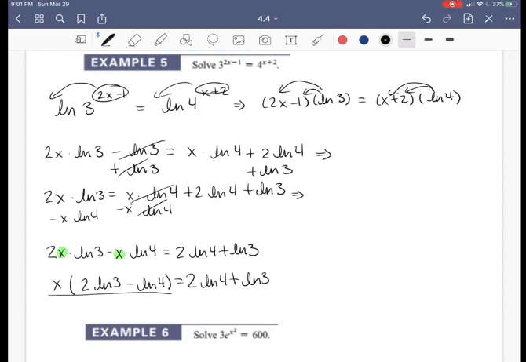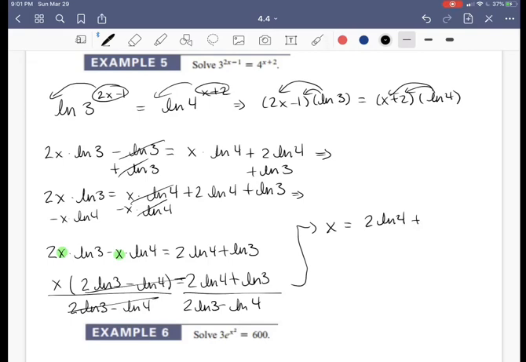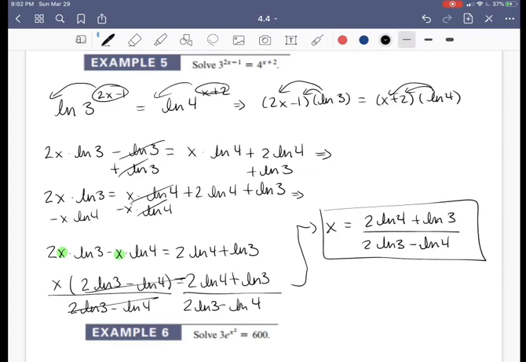Well, this is a multiplication, and what's the opposite of multiplying? Dividing. So let's divide. This cancels with this, so therefore x is equal to 2 natural log of 4 plus natural log of 3 over 2 times the natural log of 3 minus natural log of 4. That would be the solution for that one.